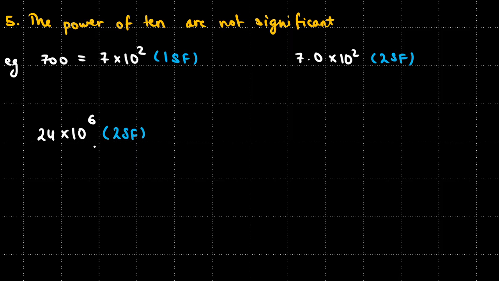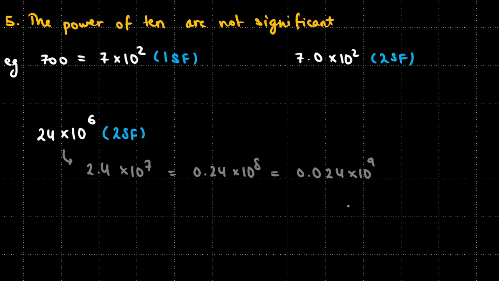So the power of ten does not change this, because I can actually change the value pretty easily. I can write 2.4 times 10 to the power 7, and there will still be two significant figures. I can write 0.24 times 10 to the power 8, or 0.024 times 10 to the power 9, and so on. In all of these cases, there will only be two significant figures, which are 2 and 4.